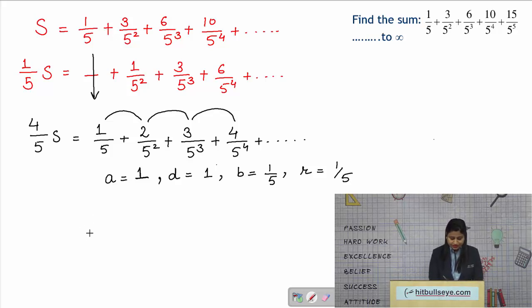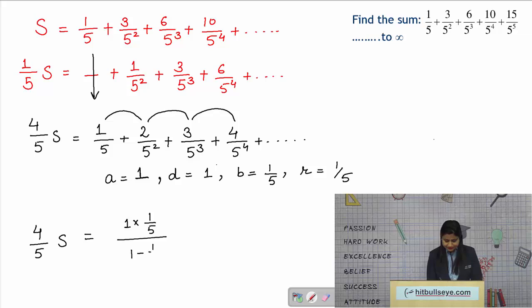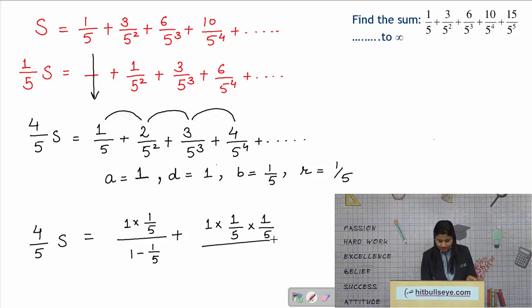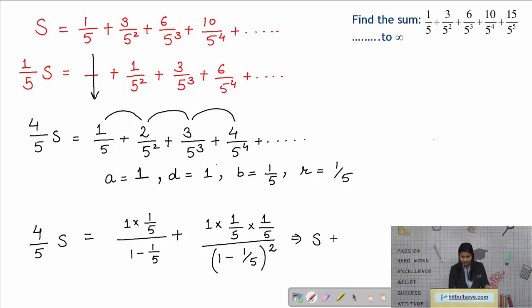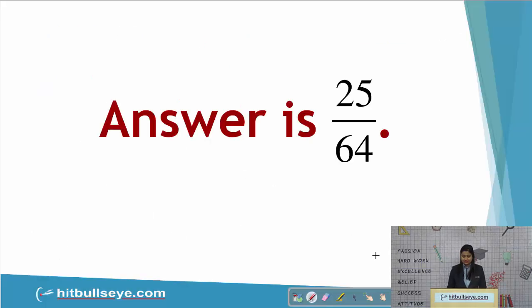So we will apply the formula here, which comes out to be AB upon 1 minus R plus DBR upon 1 minus R its whole square. So if you solve it, you will get the answer. Again, I'm leaving the calculation part. S comes out to be 25 by 64, and that is the final answer in this case.